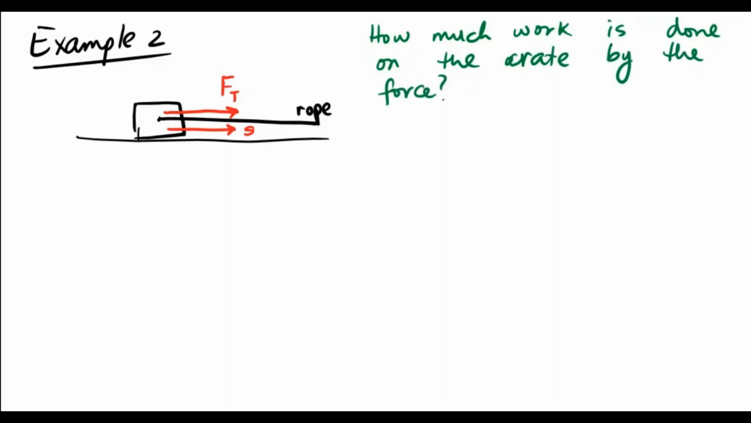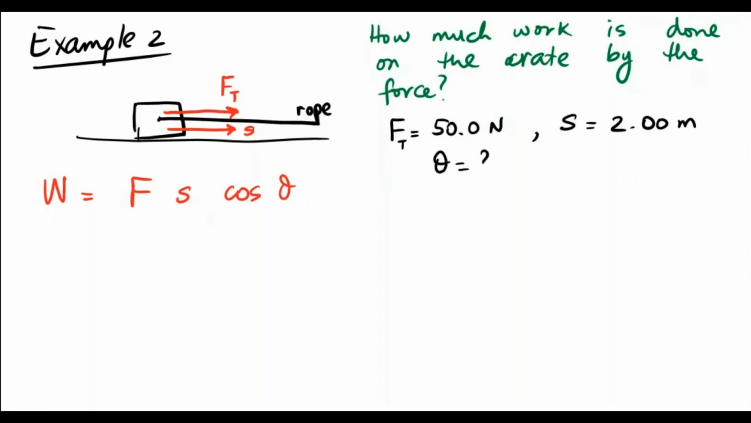Let's use the same numbers for the force. Let's say we have a tension force of 50 newtons and a displacement of 2 meters. Same numbers, but we have to figure out the angle between the force and the displacement. Now that's going to be tricky, because if you draw the arrows, you can clearly see the angle between the two, force and displacement, is that they're parallel and it has to be equal to 0 degrees.